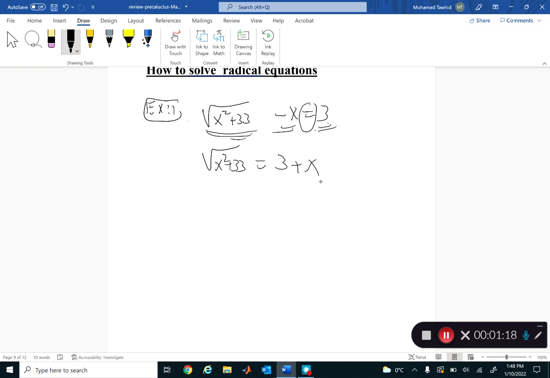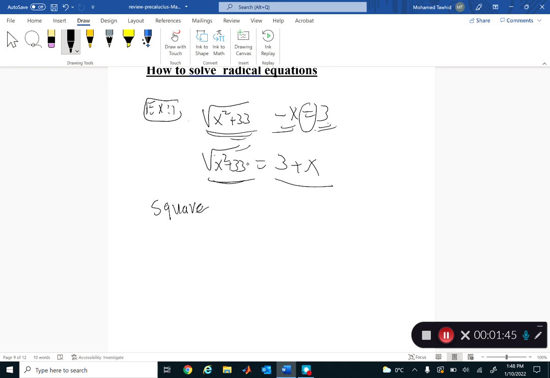I make sure one side has only the radical term and the other side has no radical term, so I collect one radical term on one side and the other terms on the other side. Let's see why I'm doing this. If I square both sides, the idea is to get rid of this radical. How do we get rid of the radical? By putting the radical on one side.